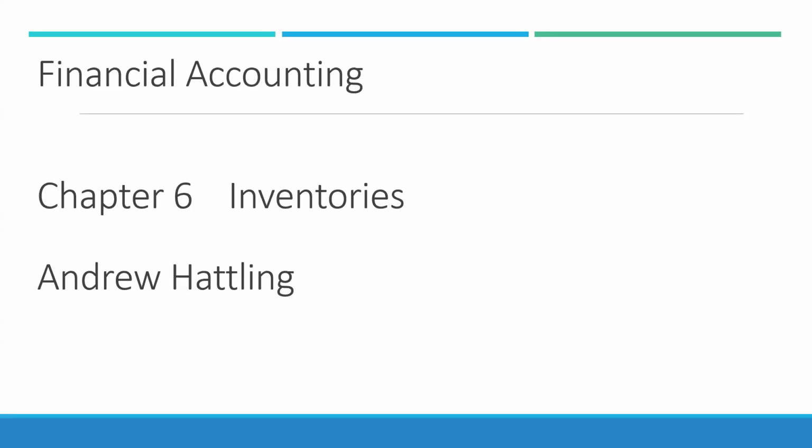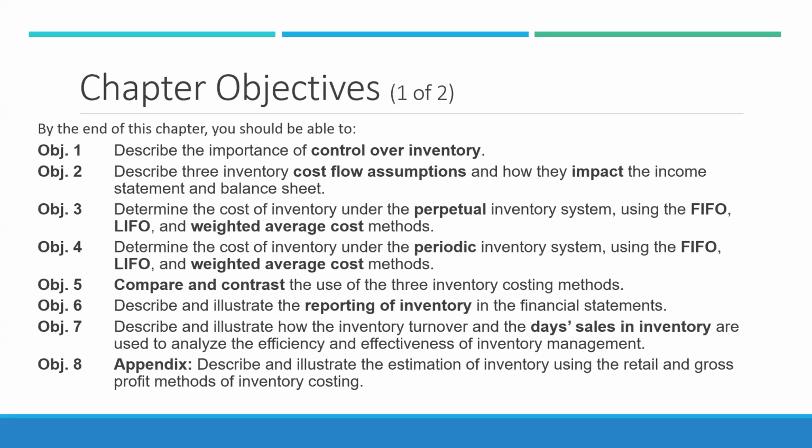Welcome everyone to Chapter 6 of Financial Accounting. We'll be covering cost methods for inventory this week, and also the importance of control over inventory. So these are our learning objectives this week. We're going to be mainly learning about the different cost flow assumptions for inventory.